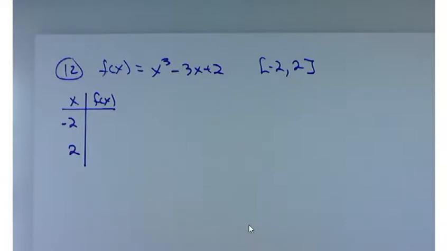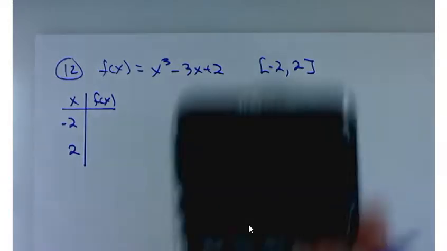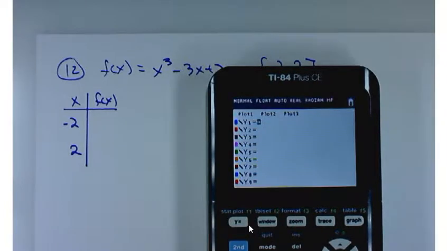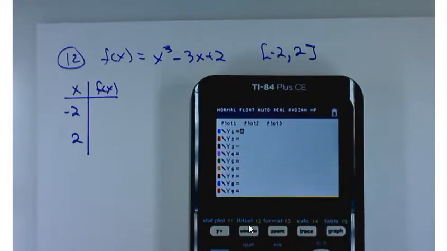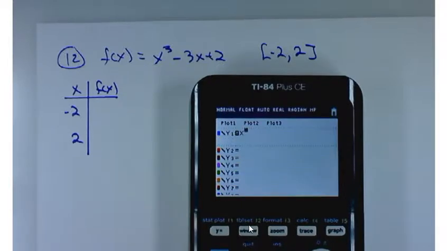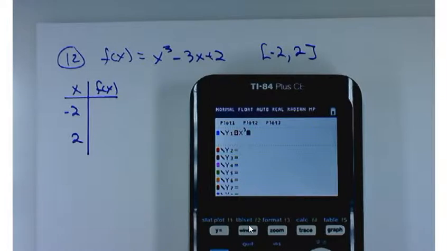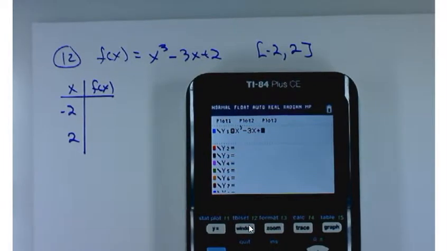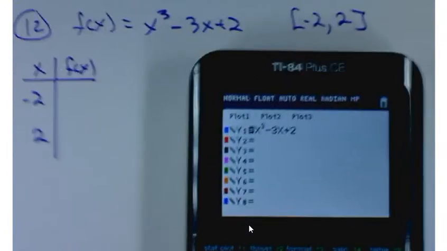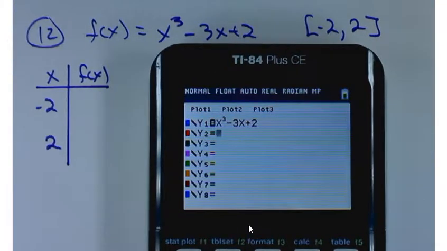Let's put this into our graphing calculator. Let our graphing calculator do some of the work. Feel free to do it by hand, if that's your thing. But x raised to the third minus 3x plus 2. Bam, like that. So there's our function.